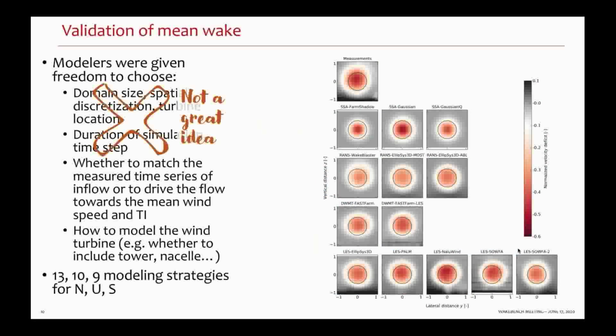And what we found is that it was not a great idea to allow the modelers to determine how long their simulation was going to be, how coarse or how fine it was going to be. As you can see from this figure here, these are time averaged wakes for the neutral benchmark with the measurements at the very top, and then all of the different simulation approaches below that. And you can see just from these plots that the spatial resolution of the different models was quite different. So that added a lot of uncertainty in the model comparison. So in the future, I would put a hard requirement on the spatial discretization and the extent of the domain so that these things are not issues.